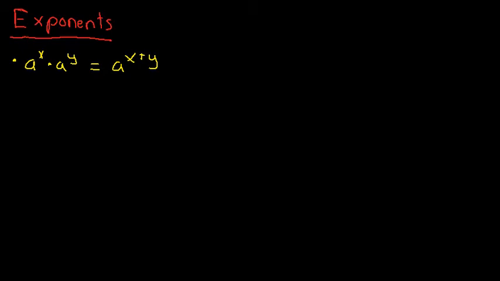The next type of problem you're going to do is when you're dividing. As multiplication is to addition, division is to subtraction, if we want to do an analogy. So a to the x over a to the y would be equal to a to the x minus y. So when we're dividing exponents, we subtract.